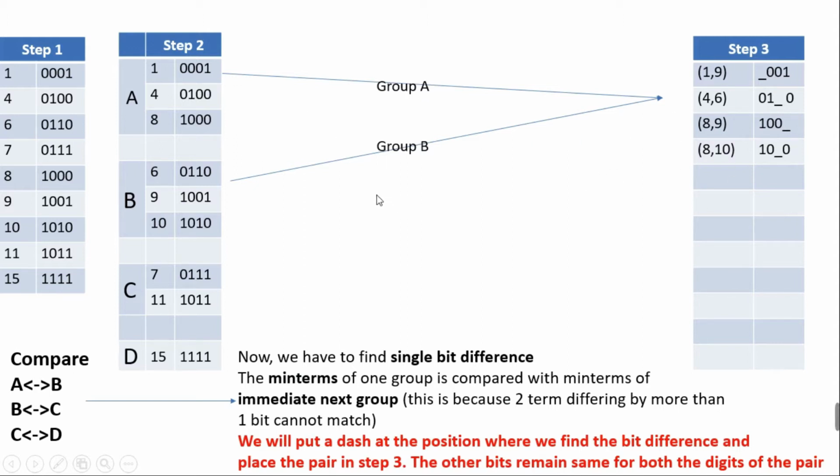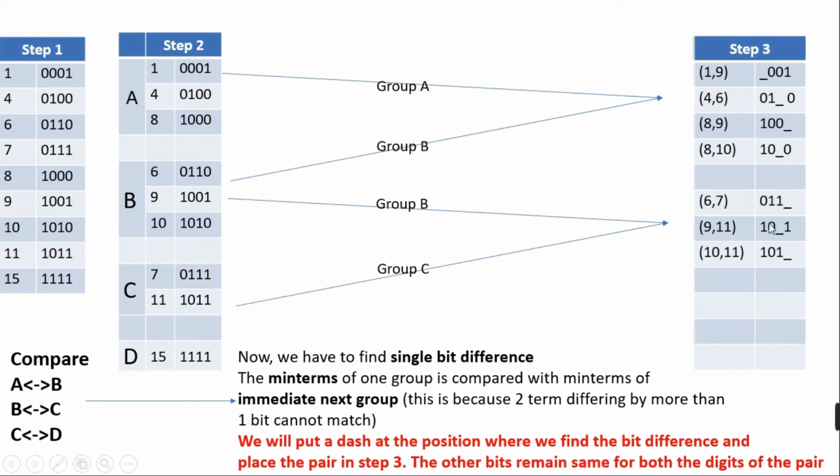So the same thing will be followed for group B and C. Remember, we're only going to compare one group with its immediate next group. So for the next comparison, we're going to be comparing all the main terms of group B with all the main terms of group C. So we're going to compare group B and C, and the results will be seeing something like this.